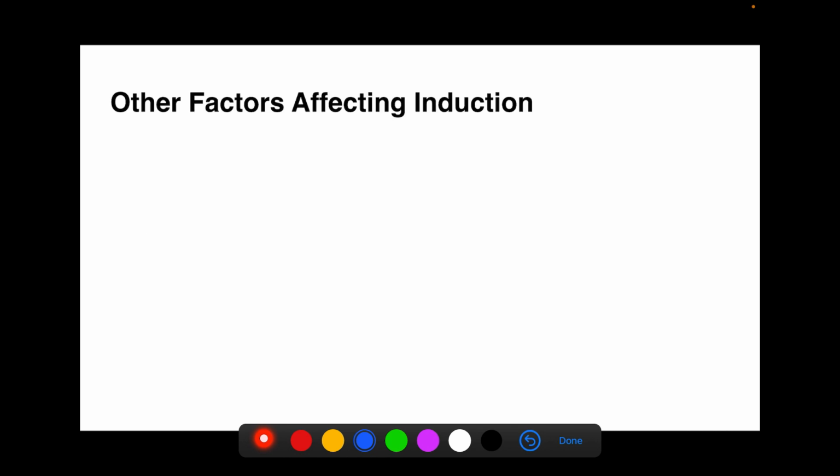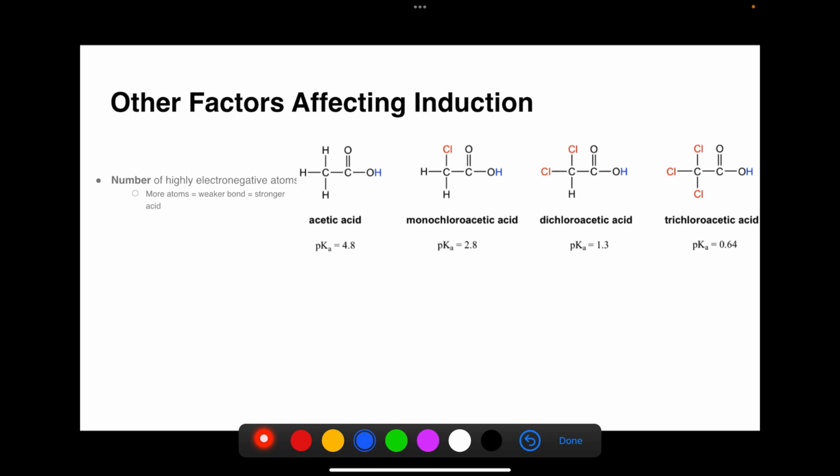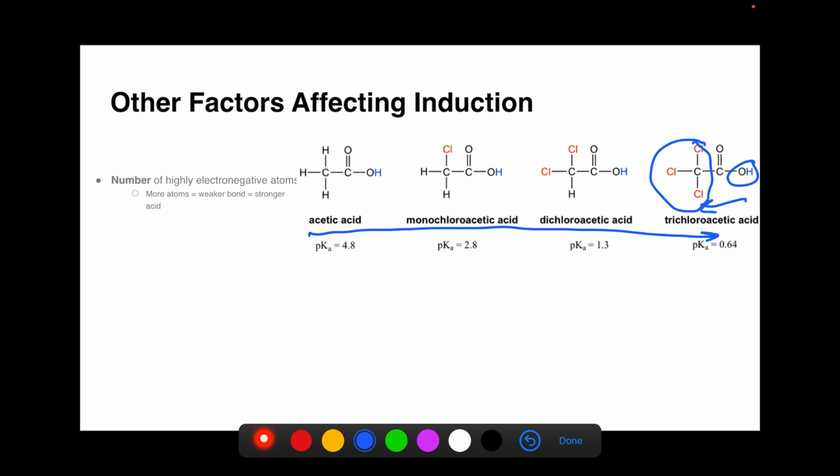In addition to looking at the electronegativity of the elements in the molecule, there's two other factors that affect induction. First, the number of highly electronegative atoms. Here we see increasing numbers of highly electronegative chlorines as we go from left to right. Because we have more and more highly electronegative elements, we have more and more induction effect at play. More chlorines are better able to pull electrons towards themselves and weaken the OH bond. Therefore, as we increase the number of highly electronegative elements in the molecule, we also increase the strength of the acid.